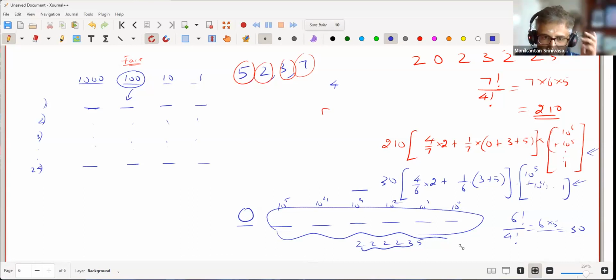And one of the answers should match. Okay, but at least the method should be clear to you guys now. Okay, let's move on to the next question.